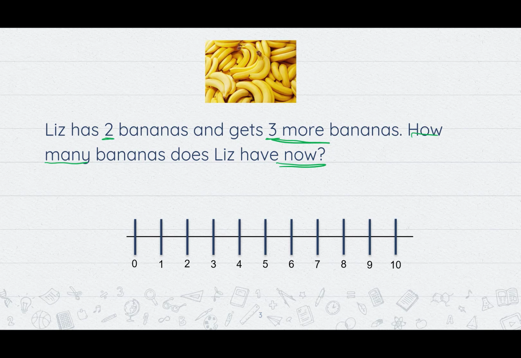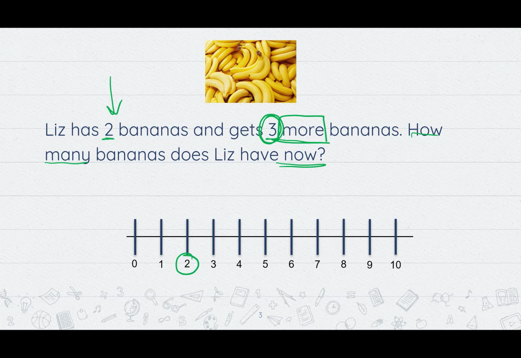So what I need to know is how many bananas she started with and how many more bananas she got, because I need to know how many she has now. So this is an addition problem because my number is getting bigger. I know it's going to get bigger because I see this word more. So on my number line, the first number I'm going to find is 2 because that's how many bananas Liz starts with. So I'm going to circle the number 2. She starts with 2 bananas, and then she gets 3 more bananas.